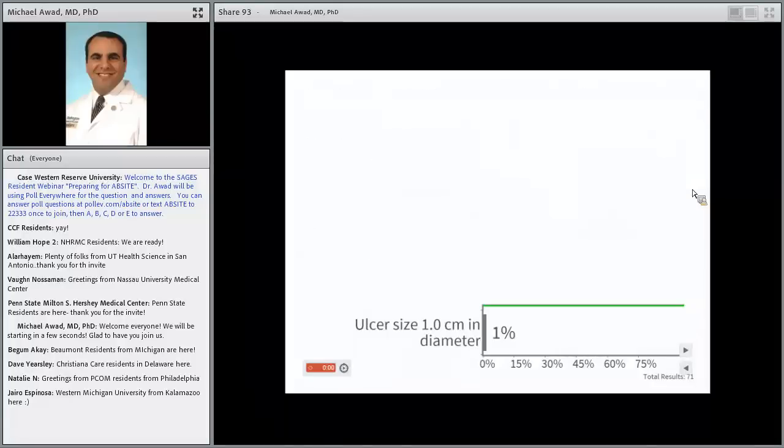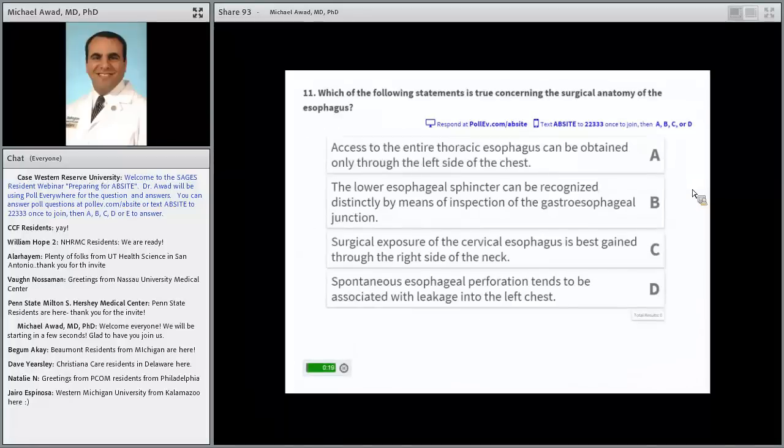We'll move on. All right, number 11. Which of the following statements is true concerning the surgical anatomy of the esophagus? Access to the entire thoracic esophagus can be obtained only through the left side of the chest. The lower esophageal sphincter can be recognized distinctly by means of inspection of the GE junction. Surgical exposure of the cervical esophagus is best gained through the right side of the neck. And spontaneous esophageal perforation tends to be associated with leakage into the left chest.